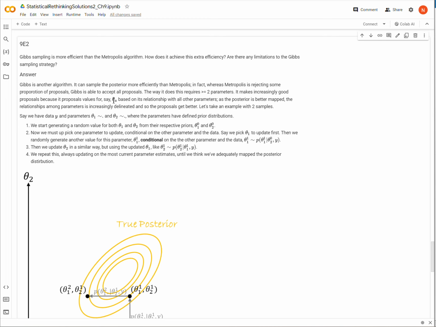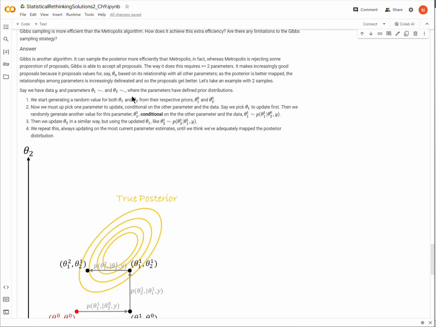As it starts to understand the relationship among the parameters, it can make better and better proposals going forward. Because if I know a lot about all of the parameters to which parameter A is related, then I can tell you quite a bit about parameter A and where it might be. Hopefully that makes a little bit of sense.